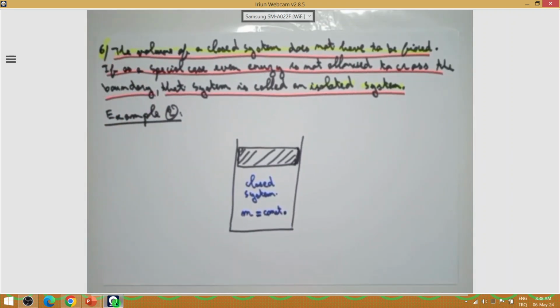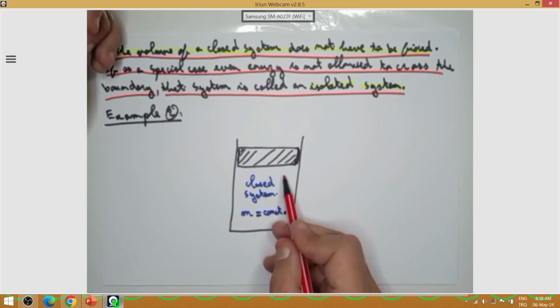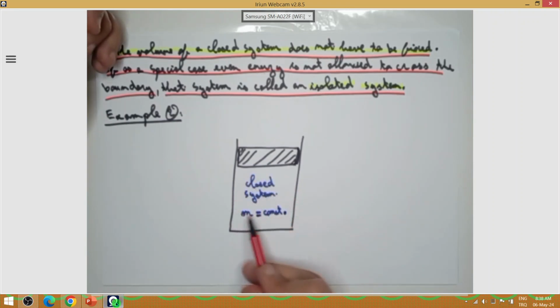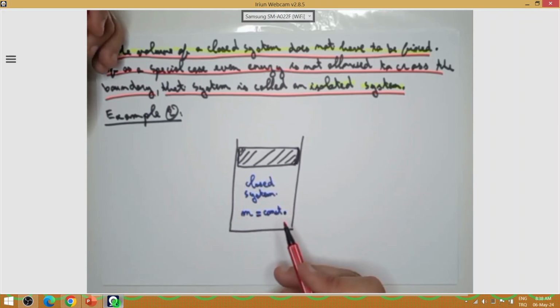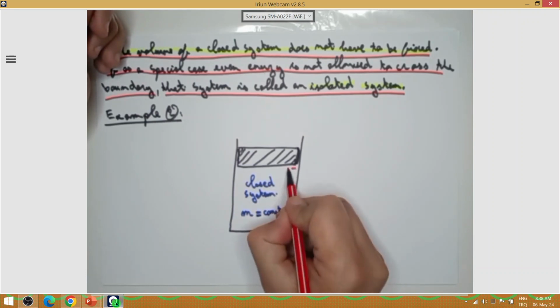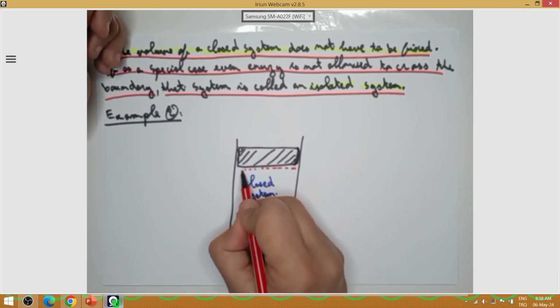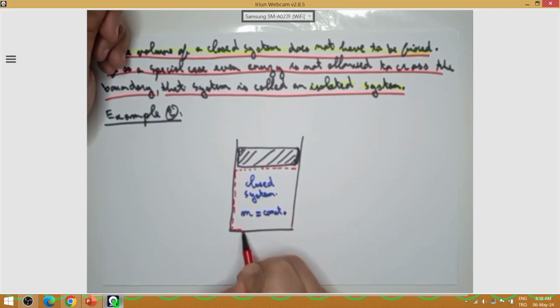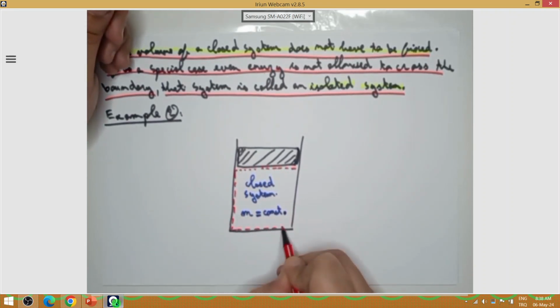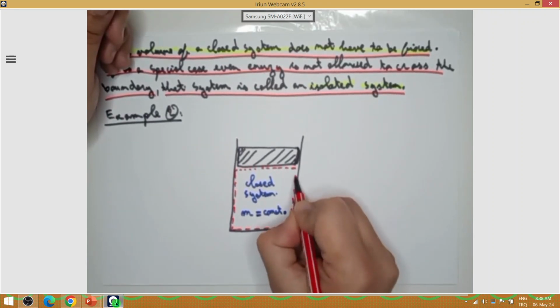Because we are speaking about a cylinder and piston, this system can be gas or air inside this space. So this is my system. My system has a boundary. The boundary of my system can be this red dashed line. This is the boundary of my system.